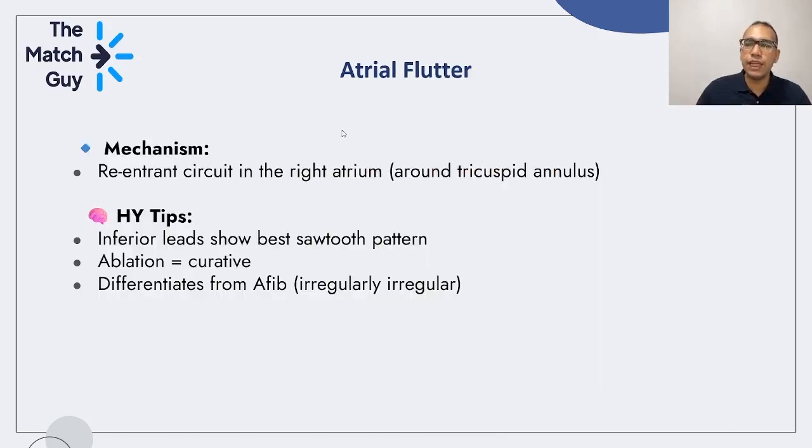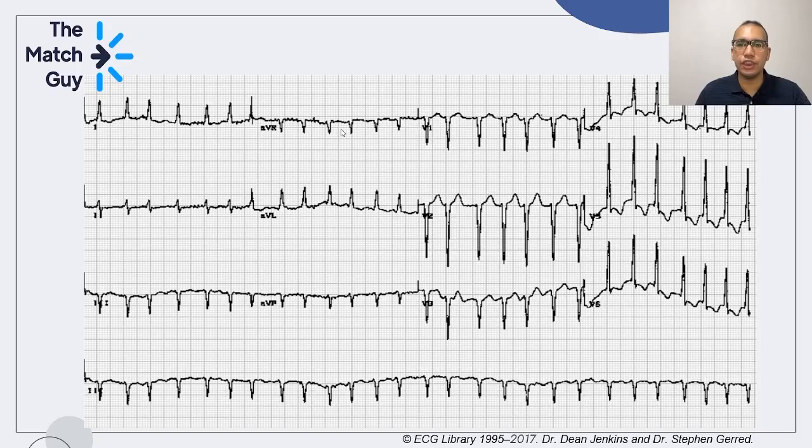But for management, the curative treatment is usually catheter ablation, and that simply means that we insert a thin wire that goes through a vein into the heart to burn and destroy the re-entry circuit causing that flutter. Now, it's most important to differentiate this from the following ECG.